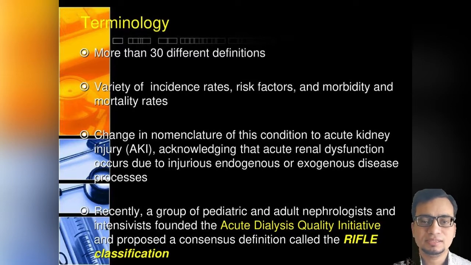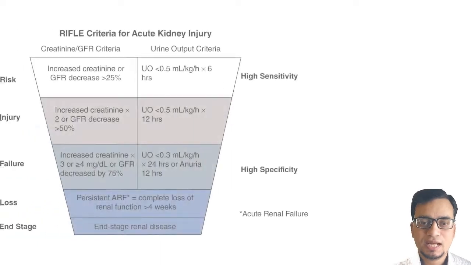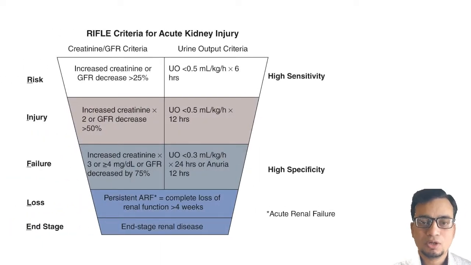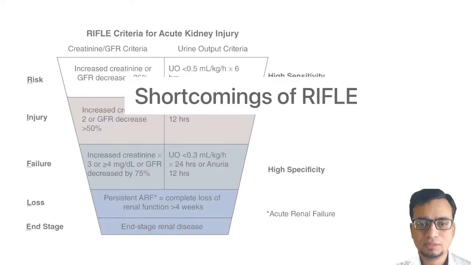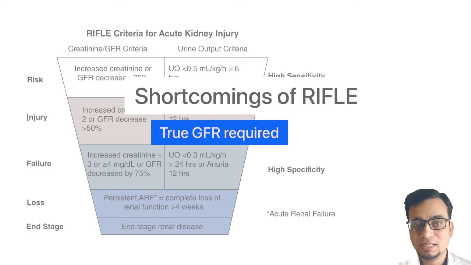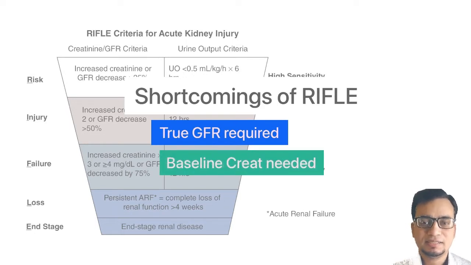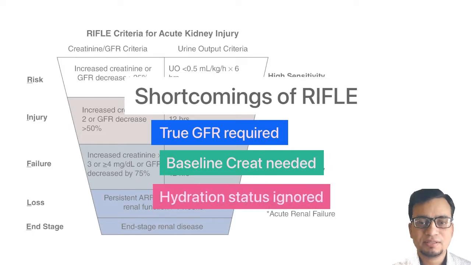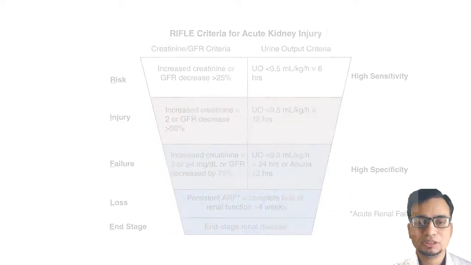However, definitions and staging proposed by RIFLE, AKIN and KDIGO are the important ones that we should know and discuss. RIFLE classification was proposed in 2004, which defines three grades of severity: risk, injury and failure, and two classes of outcome: loss and end-stage kidney disease. RIFLE classification had many inherent shortcomings like the requirement of true GFR rather than an estimated GFR, and baseline creatinine was also required to estimate the degree of kidney injury. Another shortcoming was that the hydration status was not factored into the definition given by RIFLE criteria.